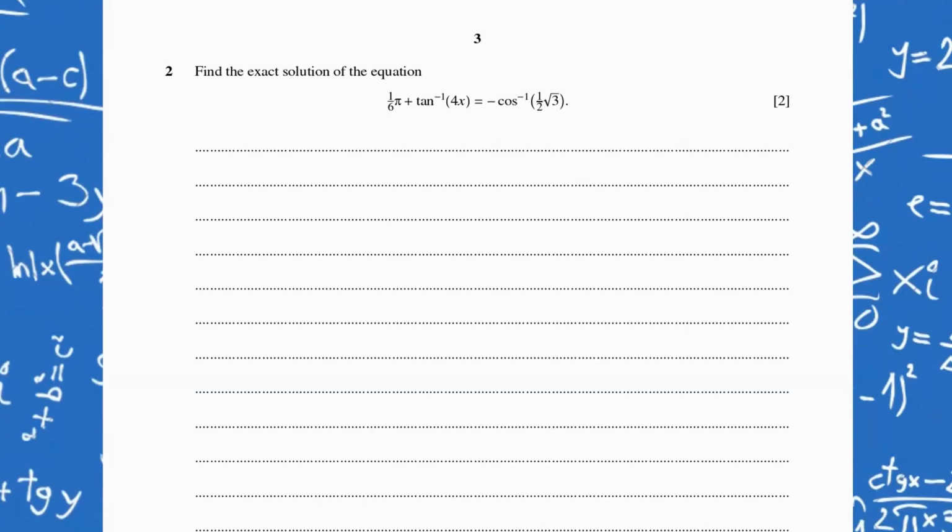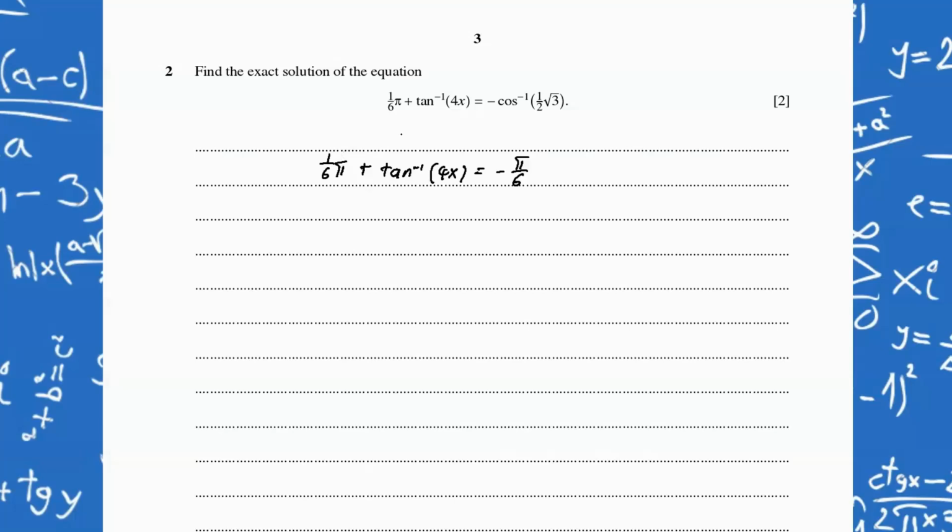On number 2, the question says, find the exact solution of the equation: 6 pi plus arctan of 4x equals minus arccos of half root 3. So here we have a sixth pi plus arctan of 4x, and that's equal to minus arccos of half root 3. Now we know that arccos of half root 3 is 30 degrees, which is pi over 6, so it's as good as minus pi over 6.